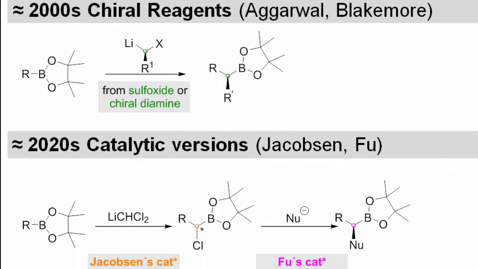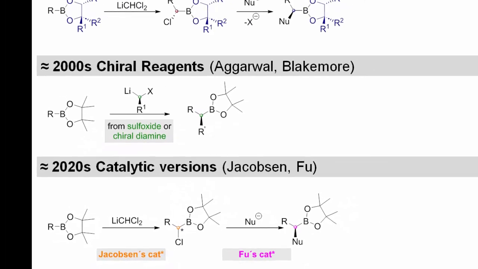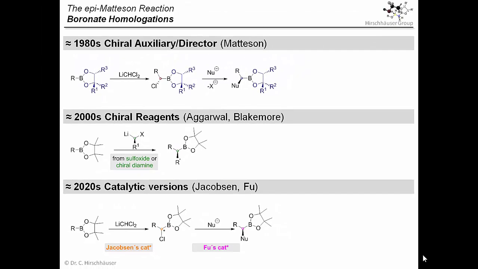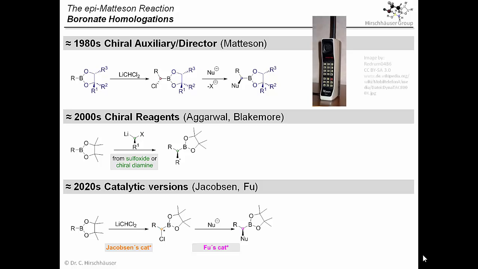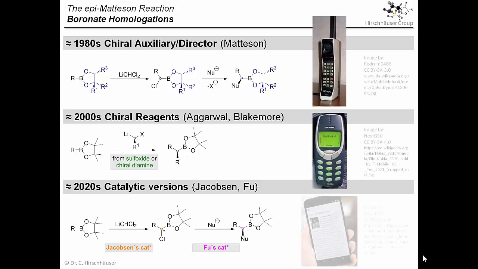And even more recently, Fu and Jacobsen introduced catalytic versions of the Matheson homologation. While Jacobsen targeted the homologation step in order to generate the alpha-haloboronic ester stereoselectively, Fu, on the other hand, managed to make the substitution step enantioconvergent. That means that his catalyst works on a mixture of alpha-haloboronates which subsequently reacts to one single stereoisomer. Looking at this overview, one might see the classical progression to more and more efficient methods. Starting from chiral auxiliaries, then moving on to chiral reagents, before finally arriving at a catalytic method.